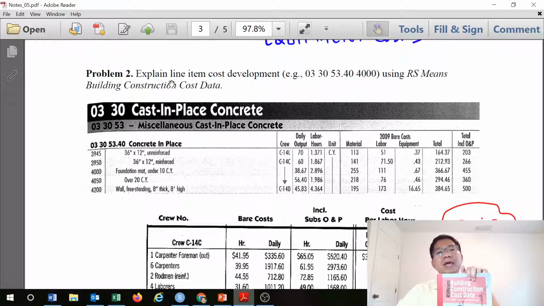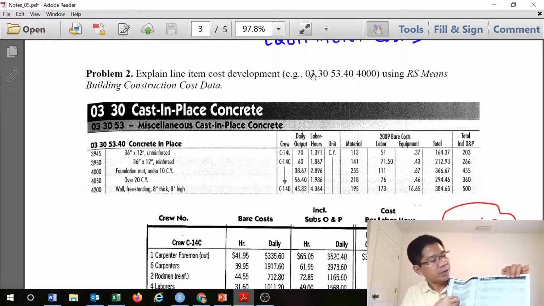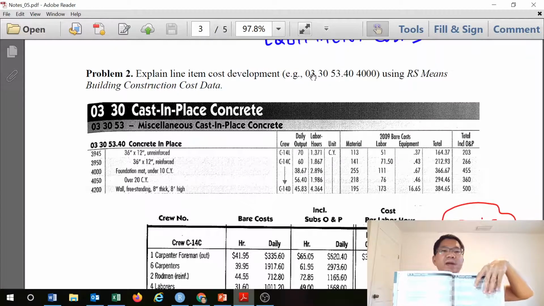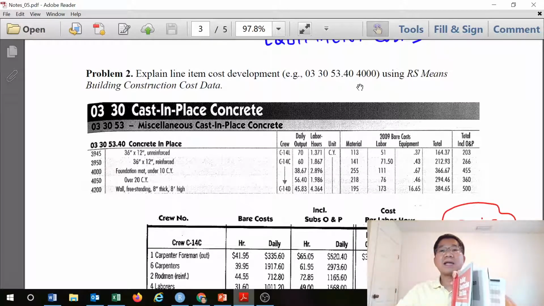So problem 2 explains the line item cost development in division 3, in the unit format. If you remember, that is the concrete, right? So we have that in division 3, and I picked just one representative line item, which in that case is 4,000. And explain the cost of the line item. How can they make up this cost? That's our purpose. Why do we need to do that? Because we need to understand where that number comes from, and then later on we utilize it with the understanding, okay, that is the way they come up with the cost.